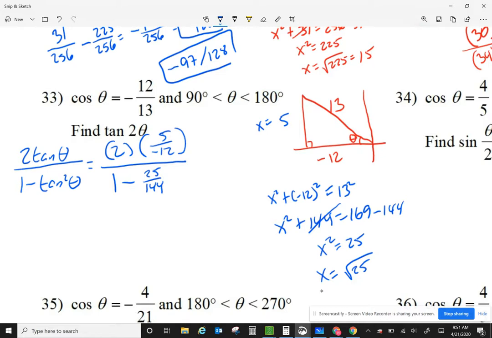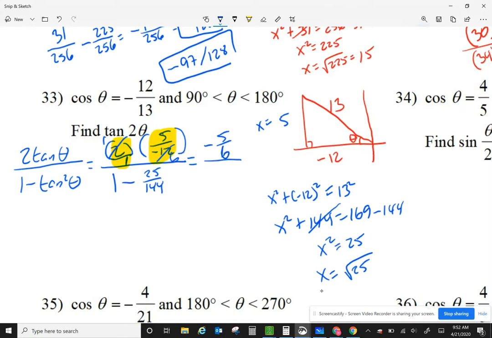Okay. So let's simplify even more. Focusing on the top only, I have 2 over 1 times 5 over negative 12. My 2 and my 12 simplify. If I know how to multiply fractions, I can simplify first. So that gives me negative 5 over 6.